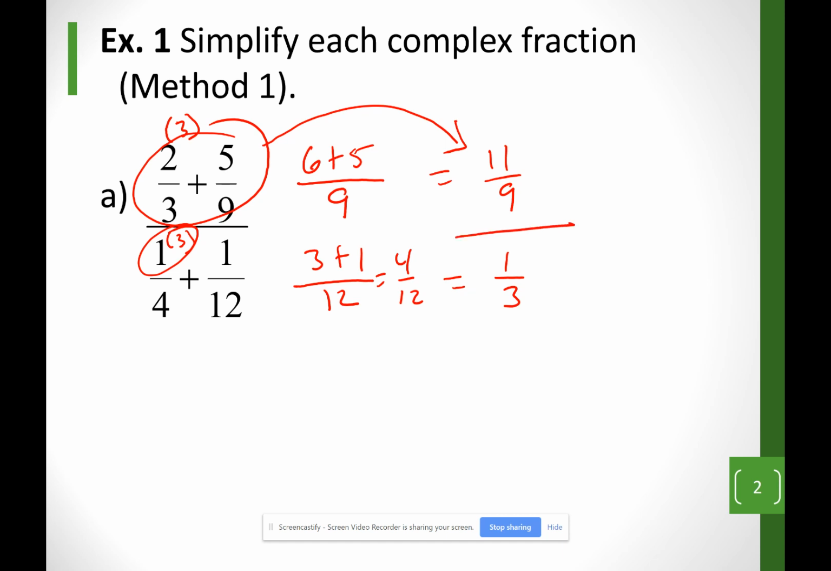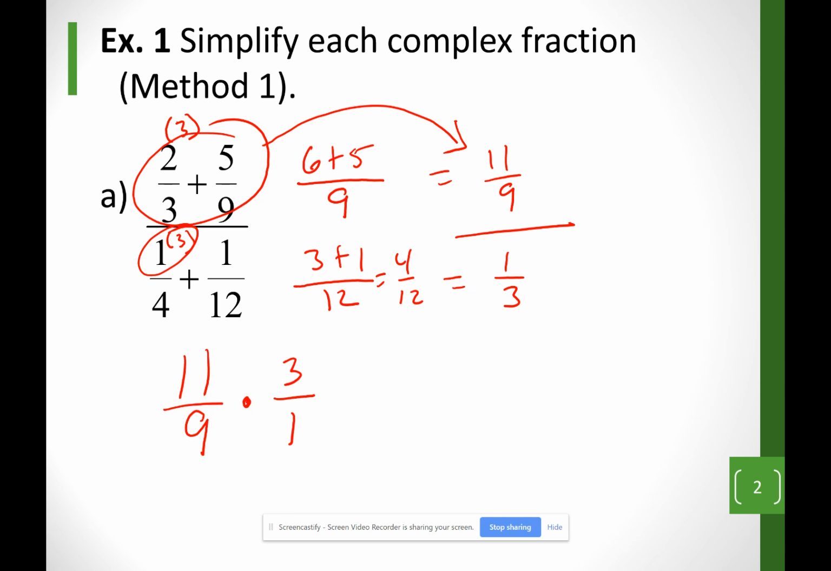Okay, so I have a fraction over a fraction. Now, what we're going to do when we have a fraction over a fraction, since a fraction means division, I'm going to do the top fraction divided by the bottom fraction. So I'm going to go 11 over 9, but instead of dividing by 1/3, I'm going to multiply by 3 over 1. Because remember, when we divide a fraction, we multiply by the reciprocal of the second fraction.